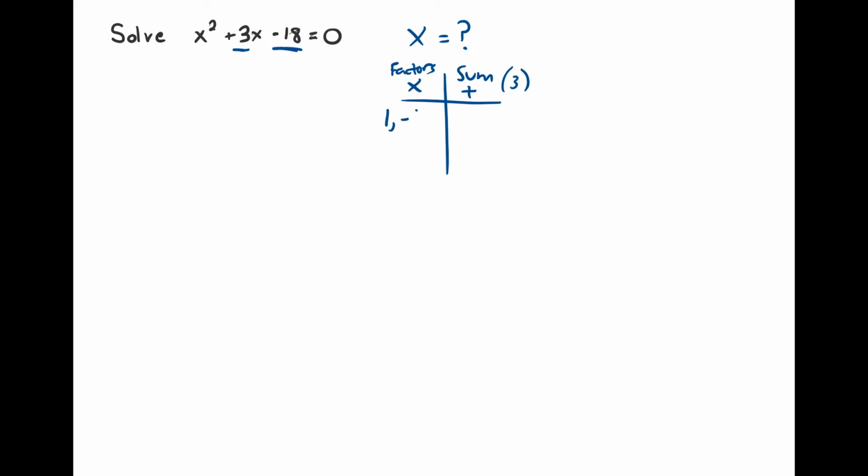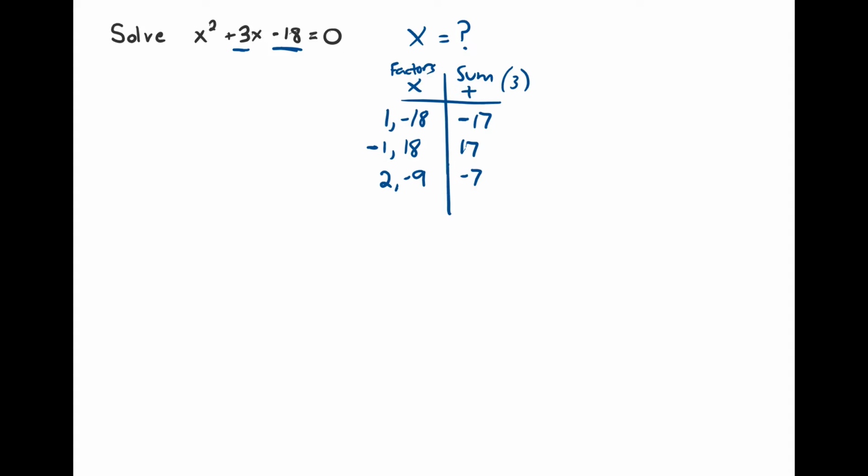So let's start from the top. I can have 1 and negative 18. Multiply those together and you get negative 18. Add them together, you get negative 17. So that's not going to work, but what if I try negative 1 and positive 18? Again, because I'm trying to find factors that multiply to negative 18, one or the other can be negative. When I add these, it's 17. All right, what about 2 and negative 9? Add those, it's negative 7.